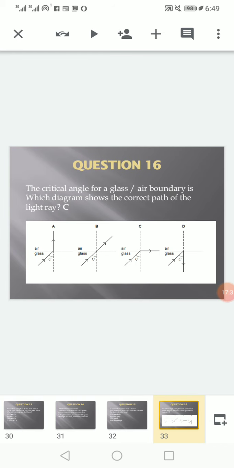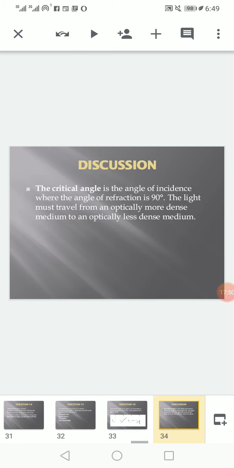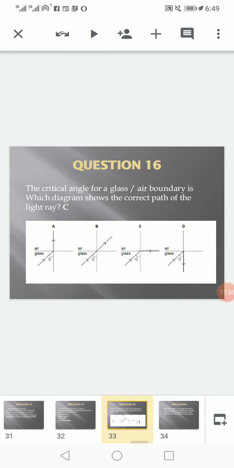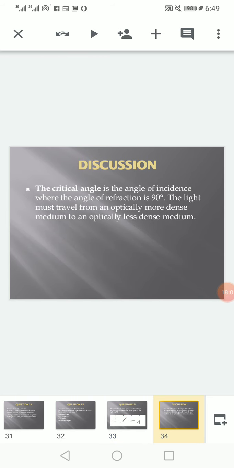This question says the critical angle for glass air boundary is which diagram? Which shows the correct path of the light ray? The correct one is C, because critical angle is the angle of incidence where the angle of refraction is 90 degrees, and the only diagram that shows this is diagram C.